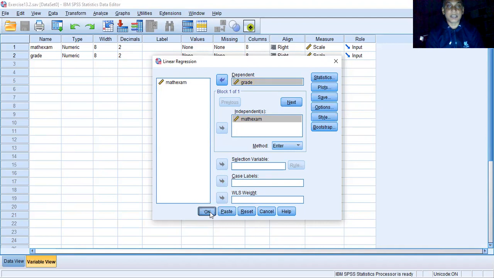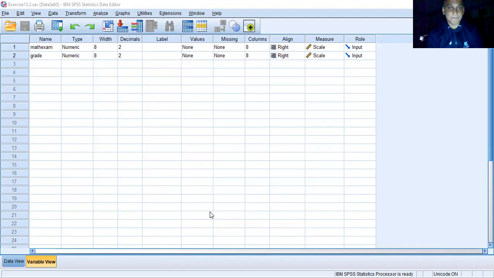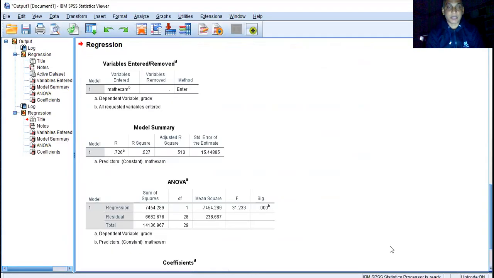Maybe I need to share the output file with you all to look at the output. So this is the output file we have got. Math exam happens to be the independent variable. The dependent variable is the grade, and all variables have been entered. Here, if you look at the value of R, it is 0.726, and R square happens to be 0.527.